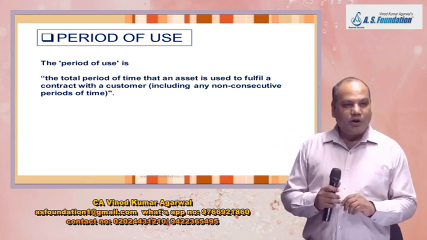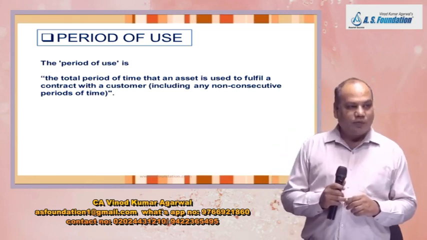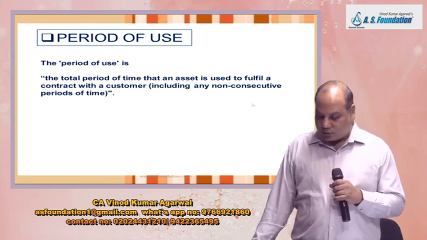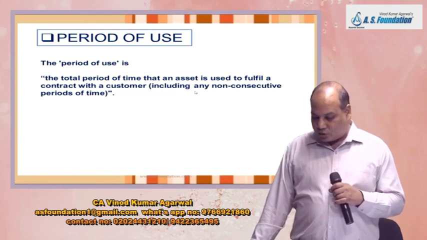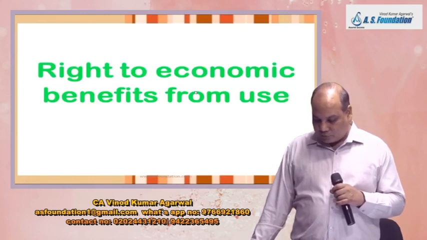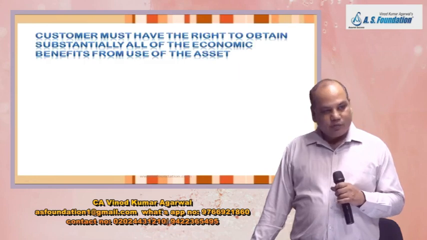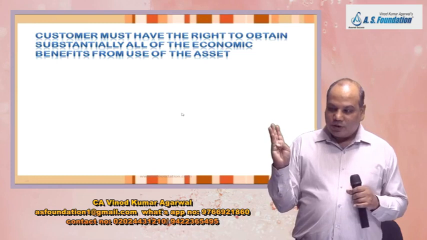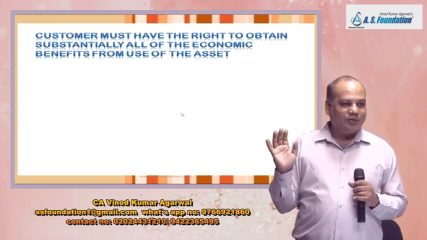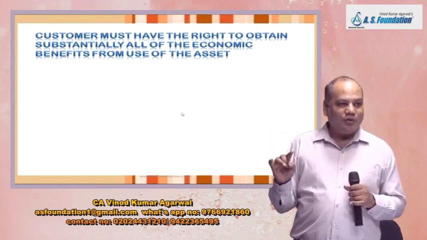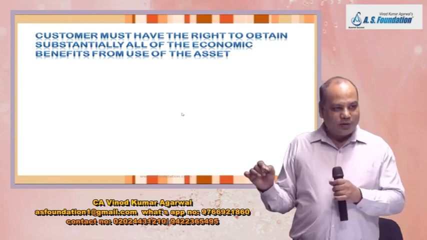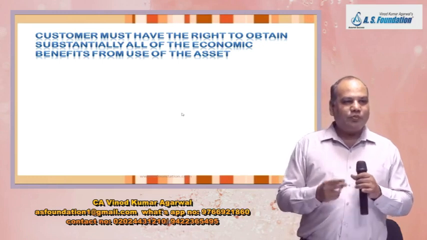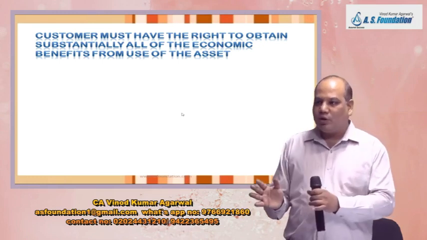Once again, the meaning of period of use. Period of use is the total period of time that an asset is used to fulfill a contract with the customer, including any non-consecutive period of time. Right to economic benefits from the use. First, it has to be a lease. Then there must be an identified asset. Power to control the use of the identified asset. Power to control means we should have rights to substantially all the economic benefits.